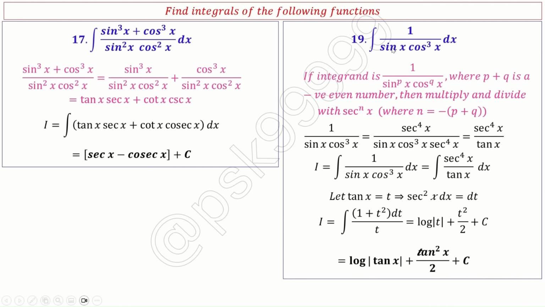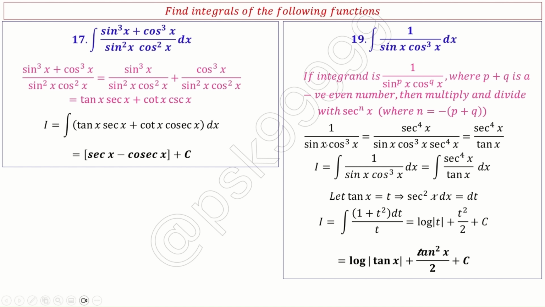Similarly, whenever you see this form, 1 by sine to the power of px cos to the power of qx, then you check what p plus q is. If p plus q is a negative even number, and p means basically here, if it is in the numerator it will become sine to the power of minus px, cos to the power of minus qx, correct? In that case, multiply and divide with secant to the power of nx, where n is nothing but negative of p plus q.